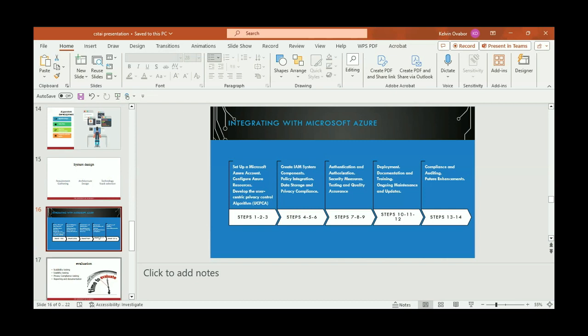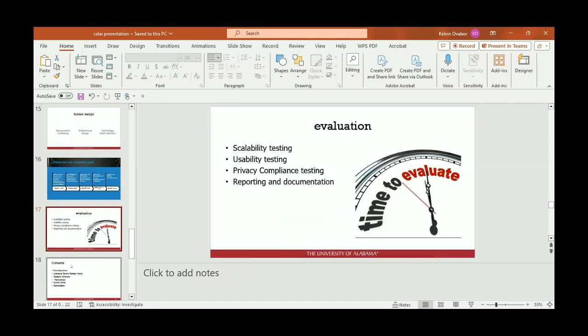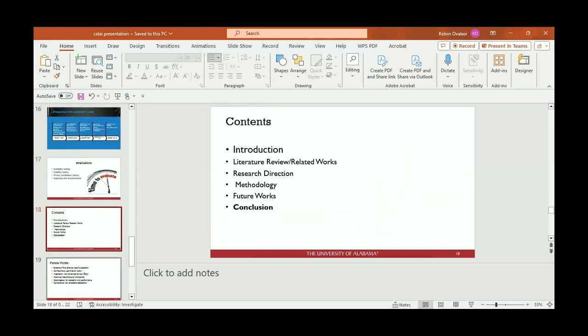Then we deploy, with documentation of every process, training, and ongoing maintenance and updates. Then the compliance, auditing, and feature enhancement. This is the full step from the beginning of integration to the last phase. We have to do the feature enhancements. How do we evaluate this system? We evaluate this system in terms of scalability testing and usability testing itself. We look at it from the aspect of privacy compliance testing, then reporting and its documentation for future reference.